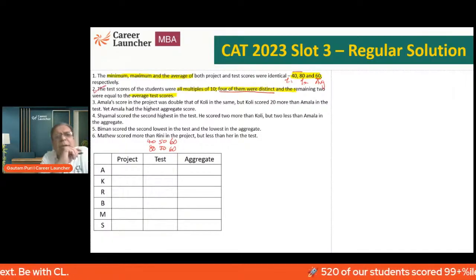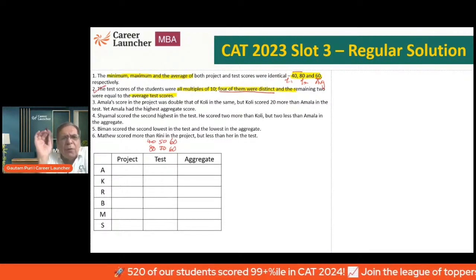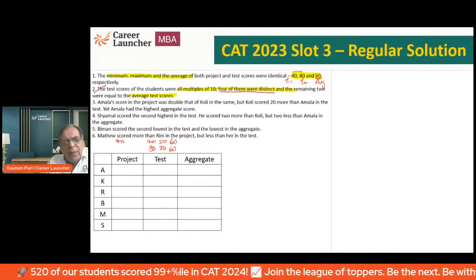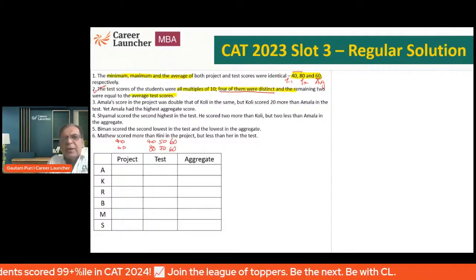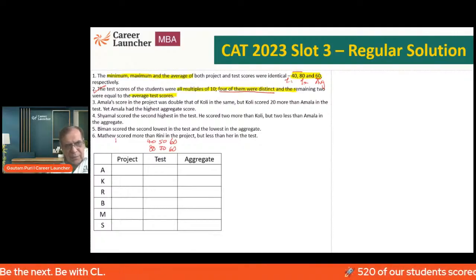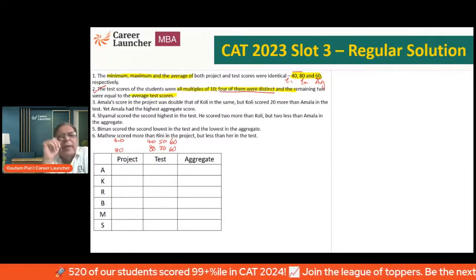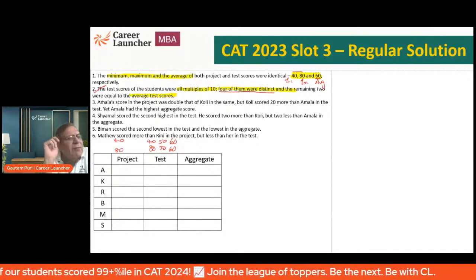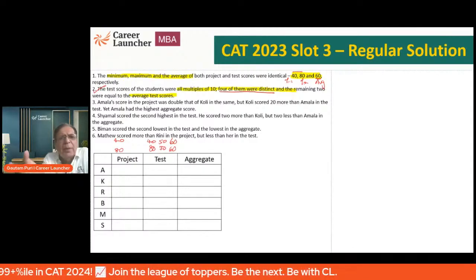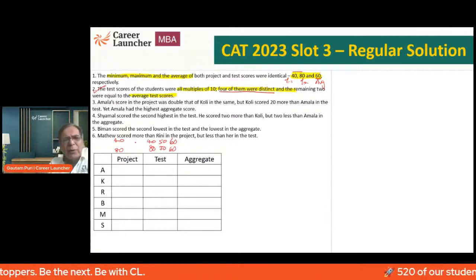Okay. What about the project scores? What will be the project scores? Okay. The minimum is 40. That means someone has got 40. Someone has got 60, which is the average, and the third one is 80. Okay, let me put it this way slightly because some will have a problem with 60. 40 and 80 are definitely there. Someone has definitely got 40, someone has definitely got 80. Why? Because the minimum is 40, so someone has got 40, but only one person? No, 2 people would have got 40.